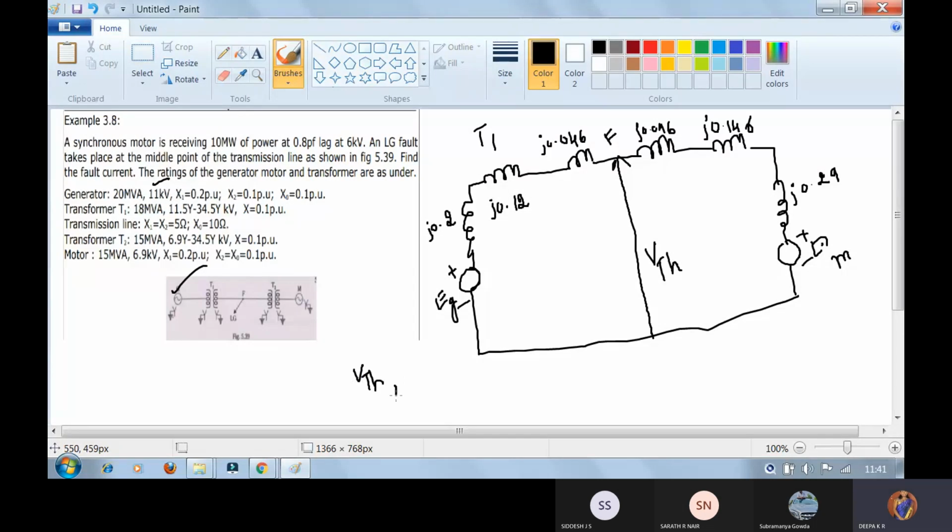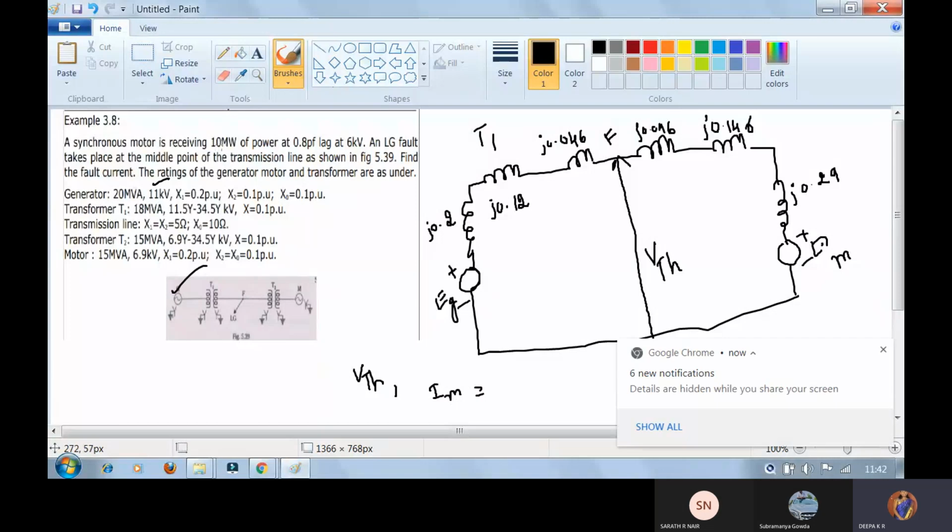So before calculating VTH, I want the current drawn by the motor, because in the question it is given that the synchronous motor is receiving 10 megawatt of power at 0.8 power factor lag at 6 kV. So I need to find the base value, meaning the current drawn by the motor. So I'll write this as I, that is P divided by root 3 into V.